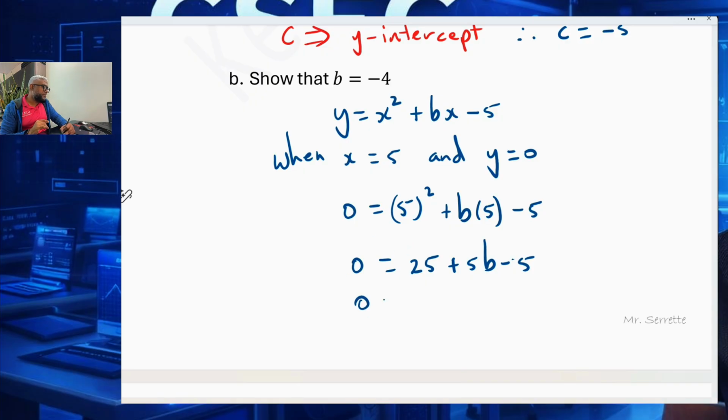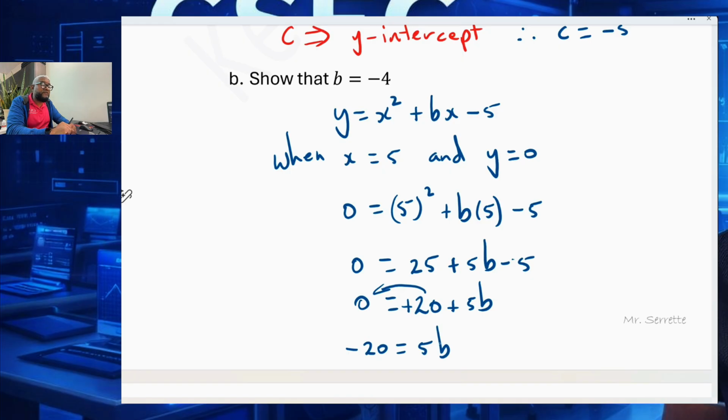I see some people don't understand what I'm saying. This will be 20 plus 5b. They're going to fling this 20 here one time. The opposite of plus is minus. So this will be 0 minus 20, which will give me negative 20 on the left-hand side, right? So this would be negative 20 is equal to 5b.